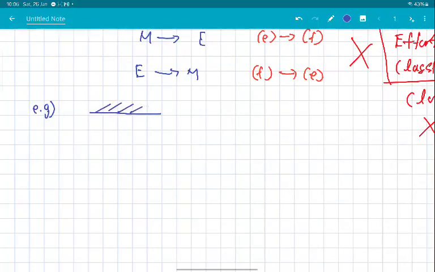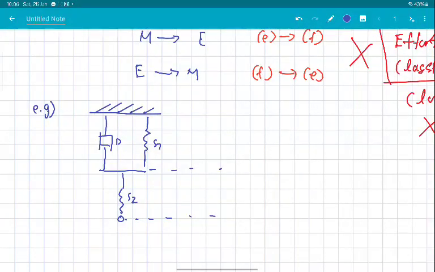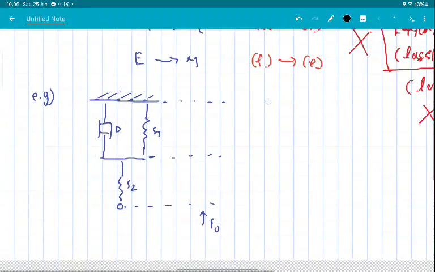If I have a boundary and I connect a damper and a spring in parallel, and then I put another spring in series, and this is a free end, I'm going to call this D, this S1, and this S2. So given this line of action, the question is given to us like this. We have a specific force being applied on the free end.